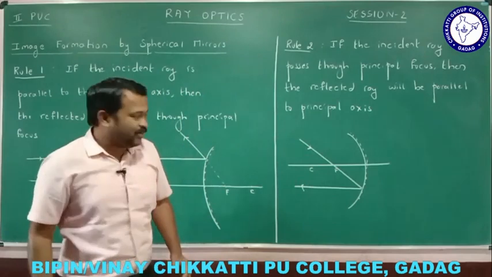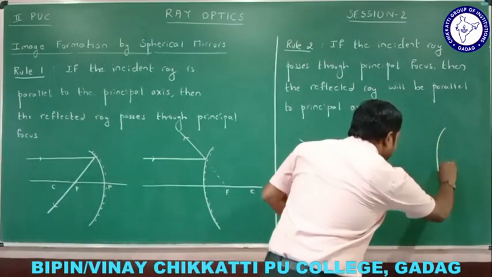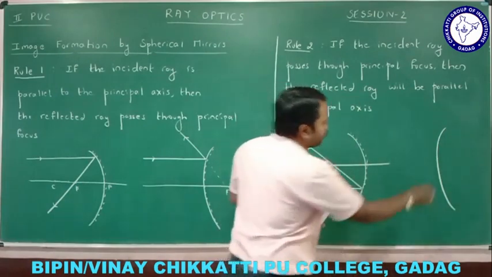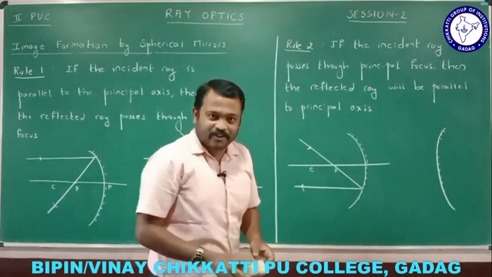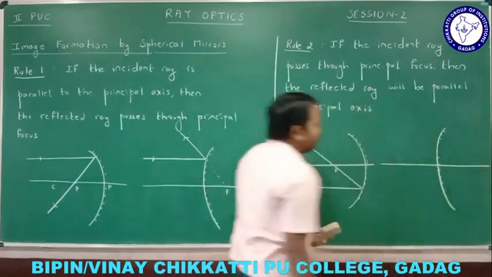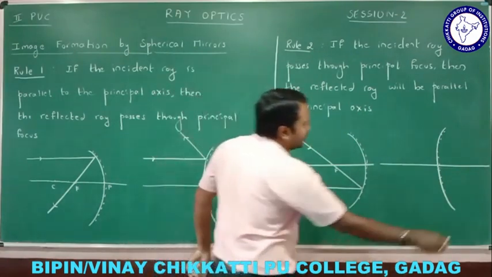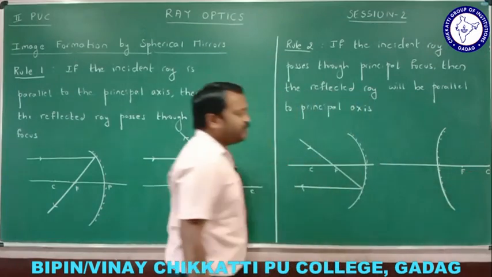Let us go with the convex mirror now. Okay, the same rule. This is the convex mirror, and here the reflecting surface is outside the curve. This is the principal axis, and let me consider this the center of curvature and this the principal focus.